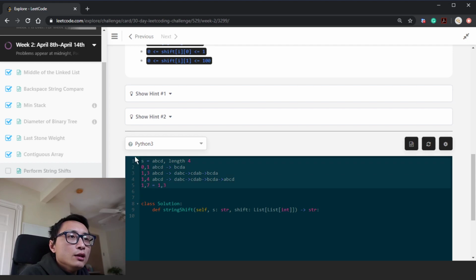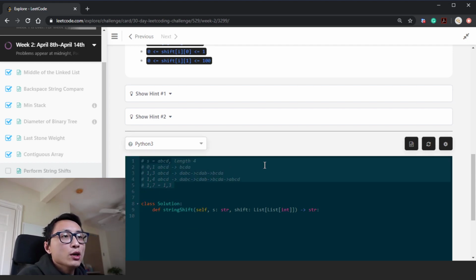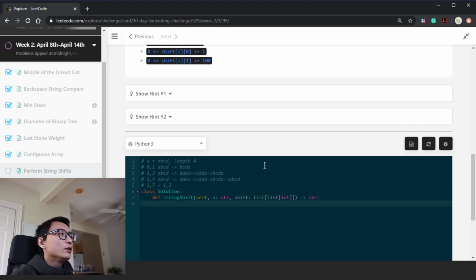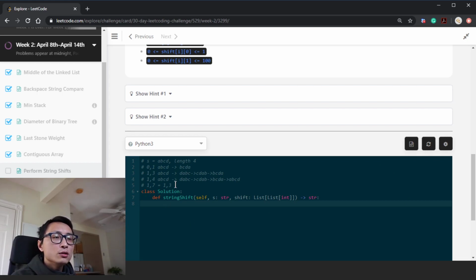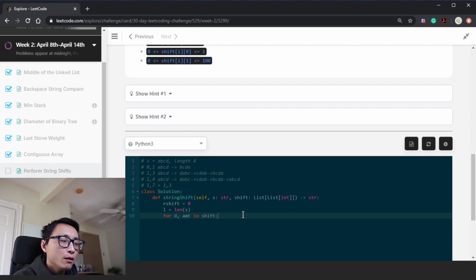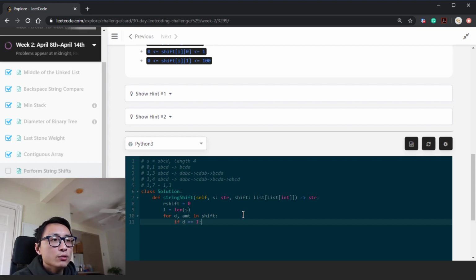With this, we can start coding. I'm just going to stick with Python today. So let's code. We're going to consolidate all the moves into a right shift in the end. Initially it's 0, and we grab the length of the string. We go through all the shifts to consolidate them, for direction and amount. If the move is a right shift, then we increment the right shift by the modulus of the amount and the length.